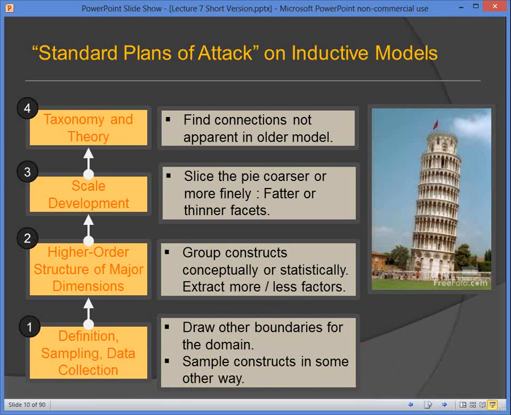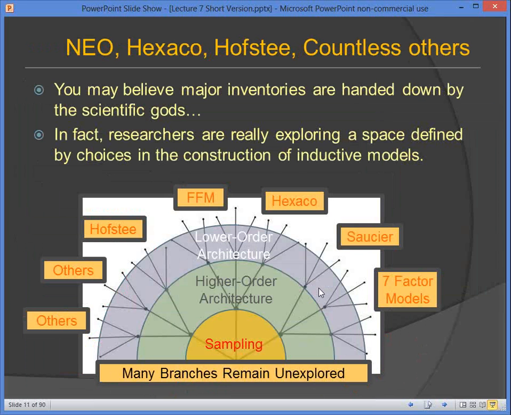The overall resulting structure changes as well. So you change the boundary definitions, or maybe you decide that in one instance you're going to pursue a hierarchical factor model so that everything has this tree-like structure the way the Neo-PI does. In another instance, you decide that you're going to pursue a circumplex model like Hofstede's model or Schwartz's model, for example.